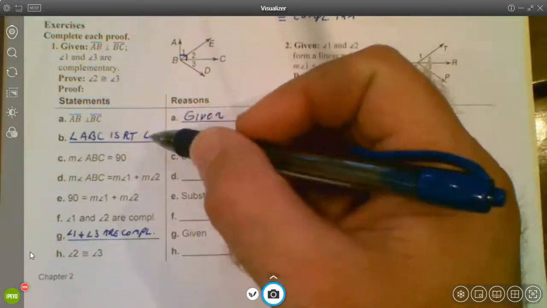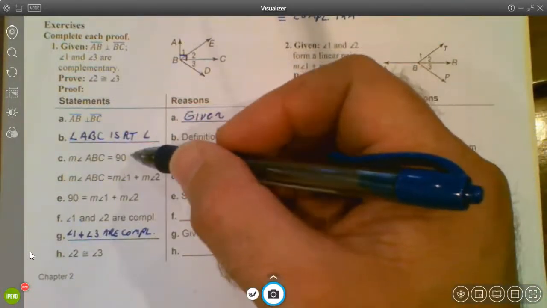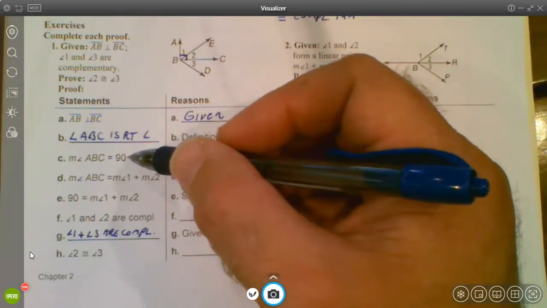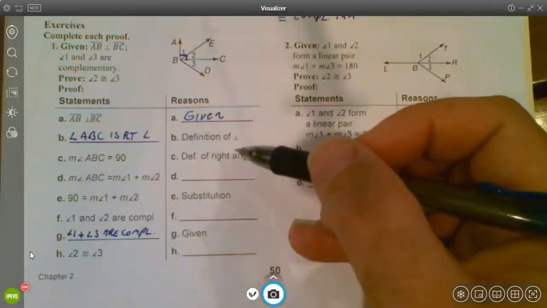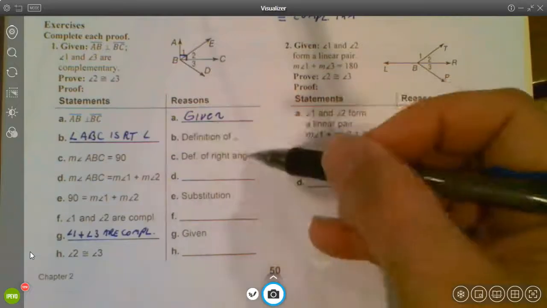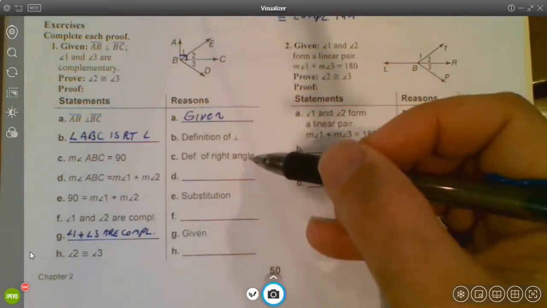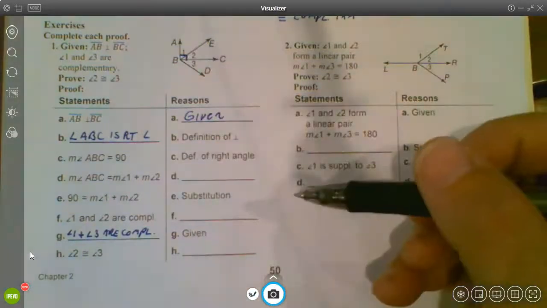How do we go from knowing that we have a right angle to its measure equaling 90 degrees? That's just the definition of a right angle. The definition of a right angle says that the angle measure is 90 degrees, right? And so that's where we get to this.